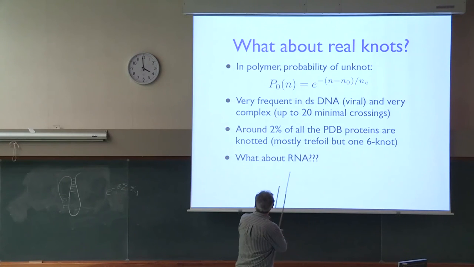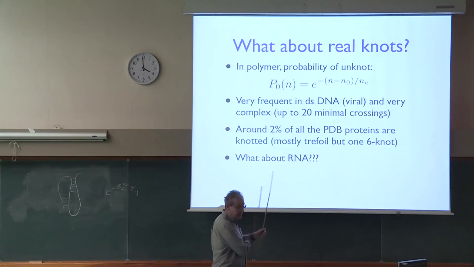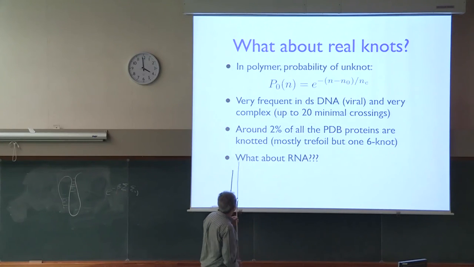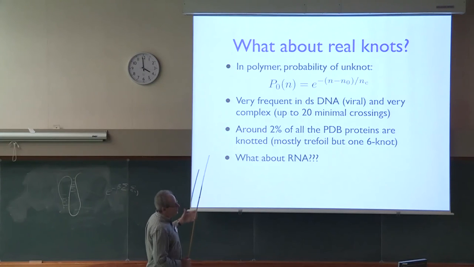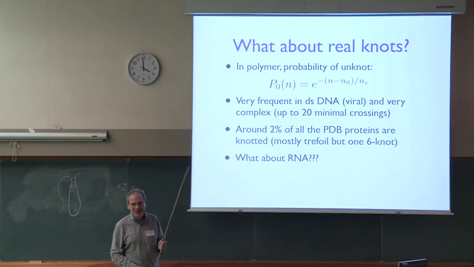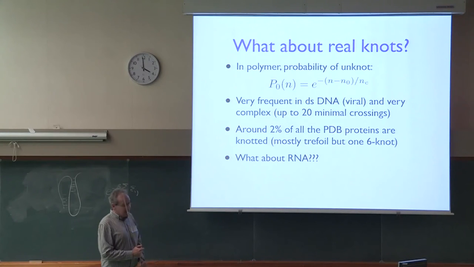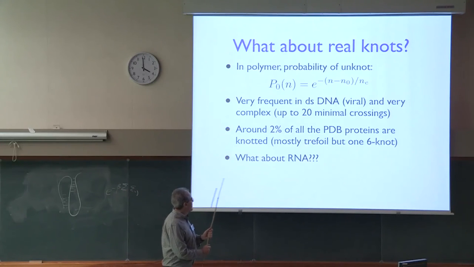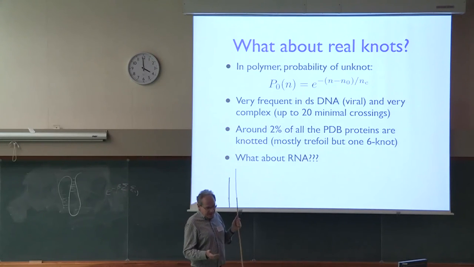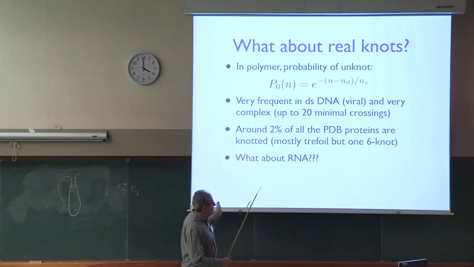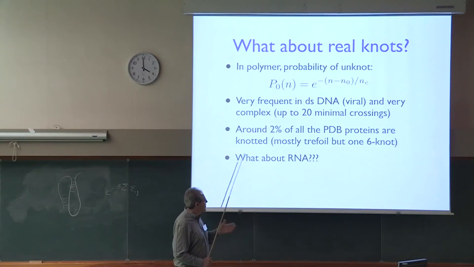So, what about real knots? Do I have 2 minutes? 1 minute. Okay. Real knots, of course, is a different question. There are real knots in DNA, and they can be extremely complex. There are real knots in proteins also. And the question that we asked was, are there real knots in RNA? I have been talking about pseudoknots, but real knots is a real question also.